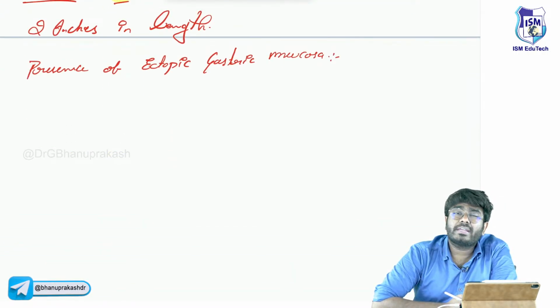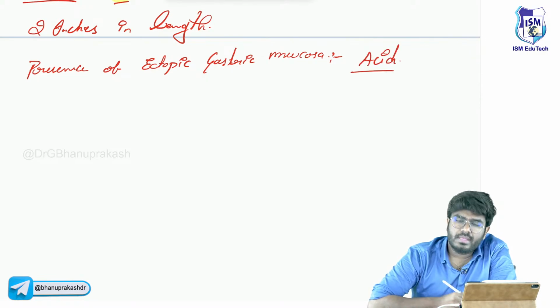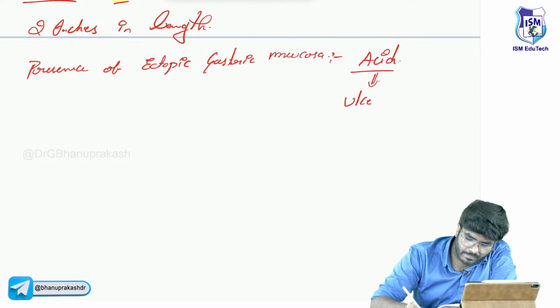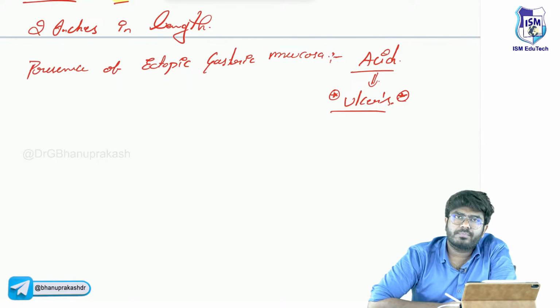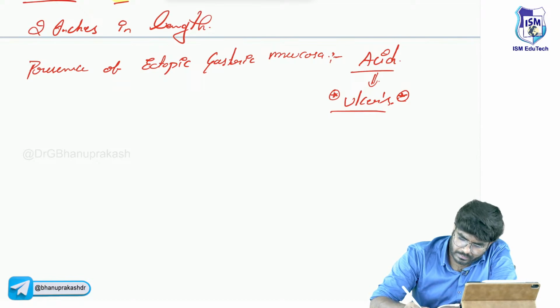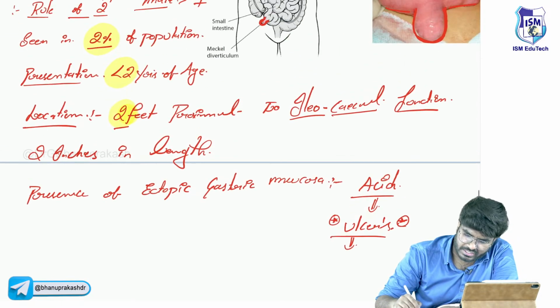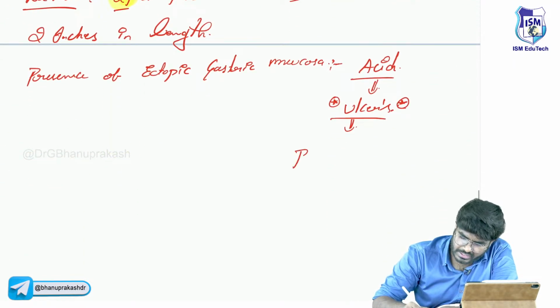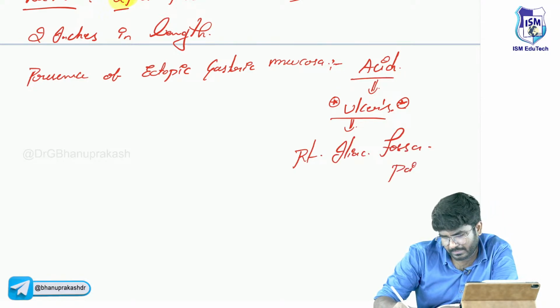Whenever there is ectopic gastric mucosa, what will it produce? It is going to produce acid. Now, what will this acid cause? It will cause ulcers in the ileal region. One of the most common causes of ulcers in the ileal region is this Meckel's diverticulum. Because of these ulcers, the patient is going to have pain here in this region, right iliac fossa pain.